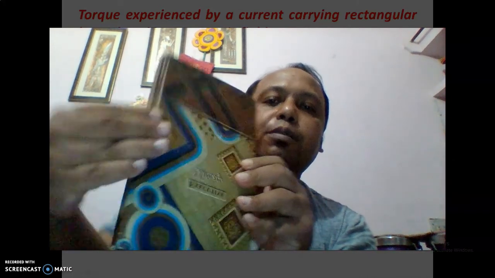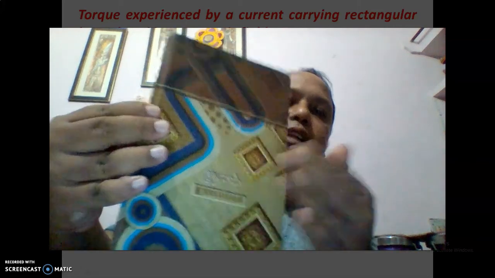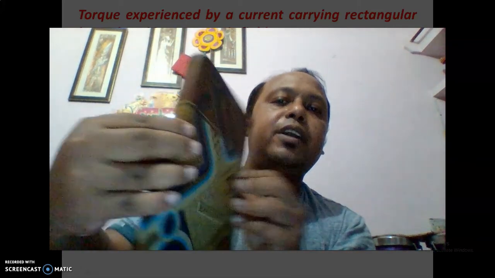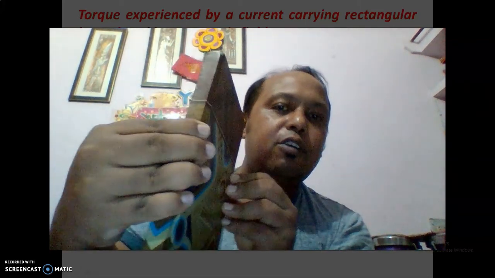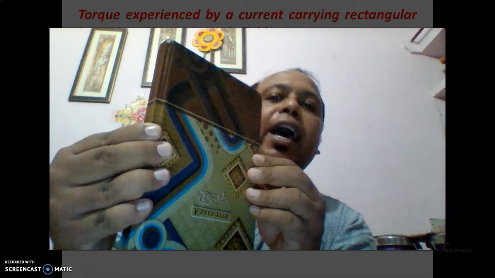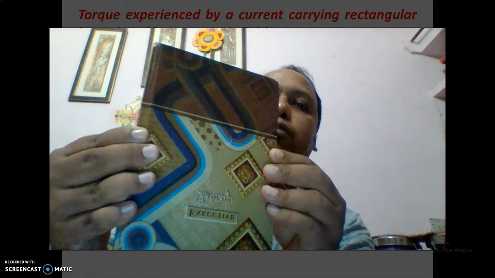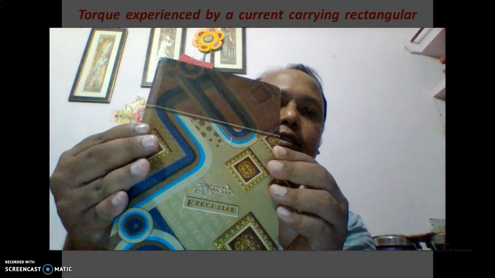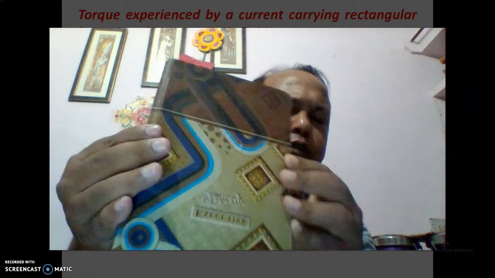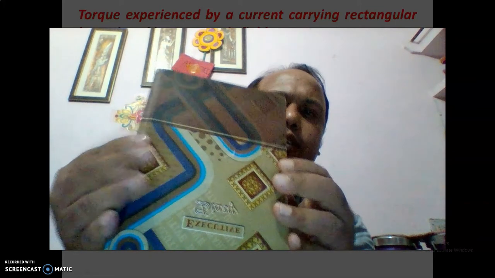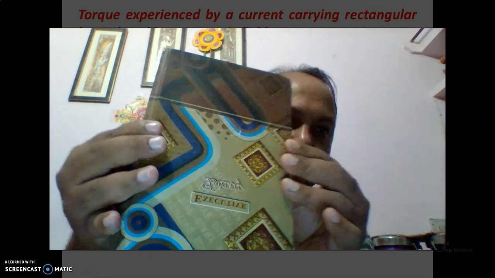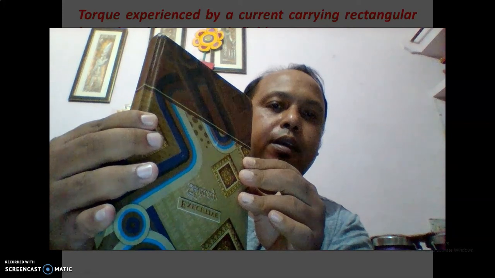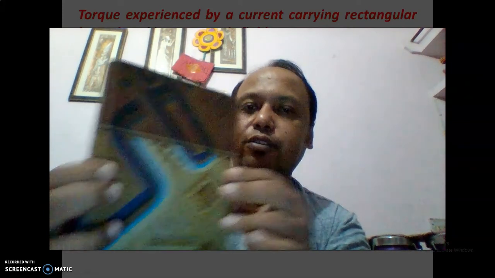This force will be moving it in the forward direction and this force will be moving it in the backward direction. So this rectangular coil will start rotating, and we can then calculate the value of force, because the two perpendicular forces, two opposite forces which are acting on these two arms, are responsible to rotate it. So I hope this is very clear to you.